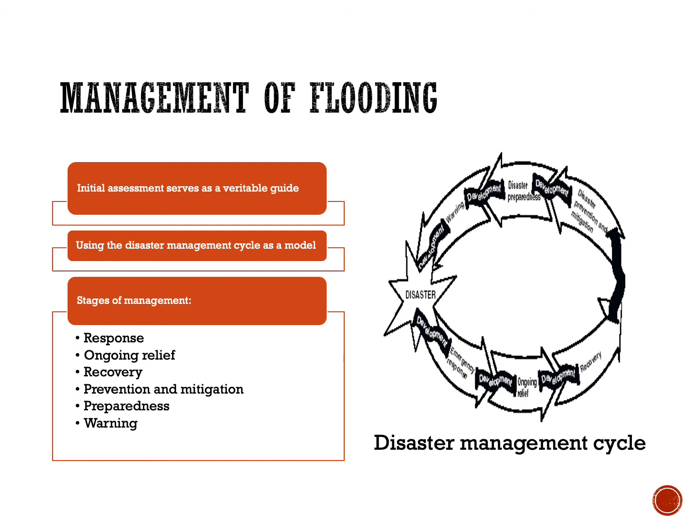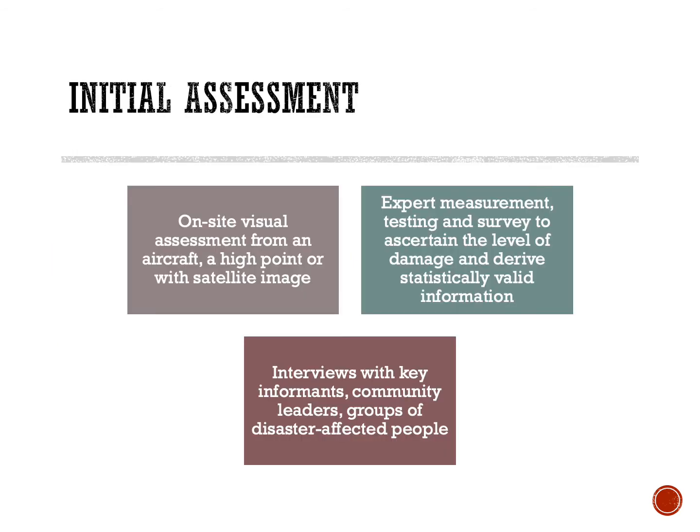and the process includes emergency response, ongoing relief, and recovery, and this basically is for the current disaster, right? But then the other things you also do to prepare for the next disaster are disaster prevention and mitigation, together with lessons learned from the disaster, disaster preparedness, then warning ahead of the next disaster. So it's a cycle where you learn from the activities of the current disaster in order to prepare for future disasters. So let's go through the processes.